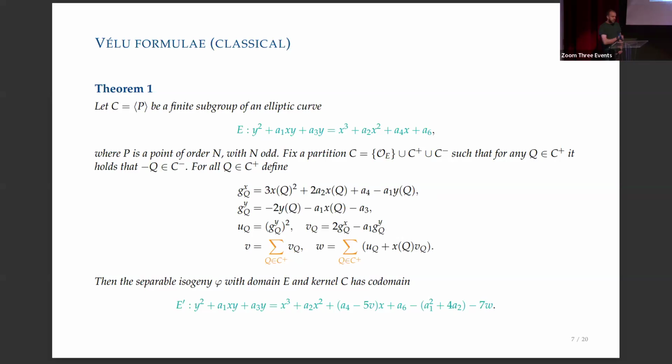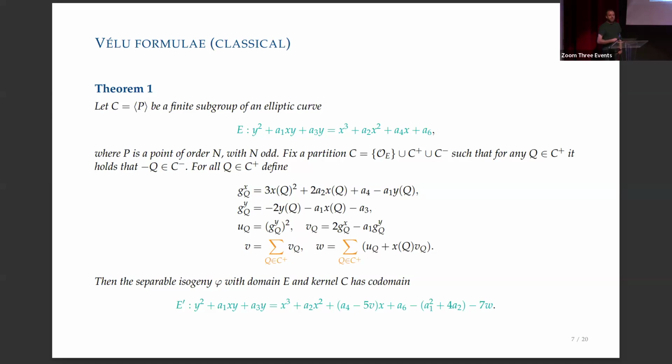Maybe some people are familiar with this. These are the classical Vélu formulas. We don't really need to memorize these formulas or even understand them. This is from the 70s. At the top in the teal, you see the starting curve in long Weierstrass form. At the bottom, you see the codomain curve. And in between, in orange, the most important part is highlighted.